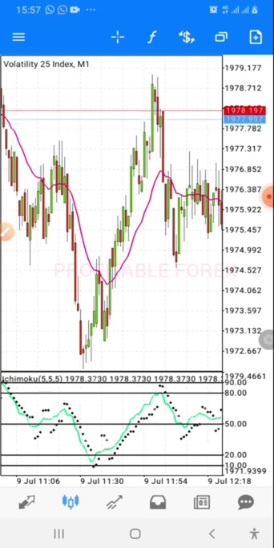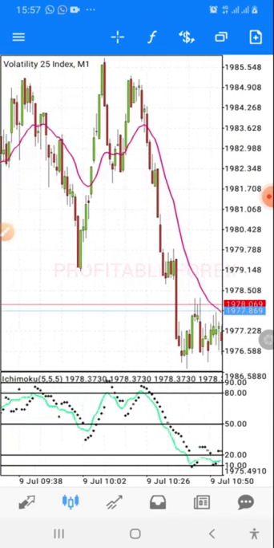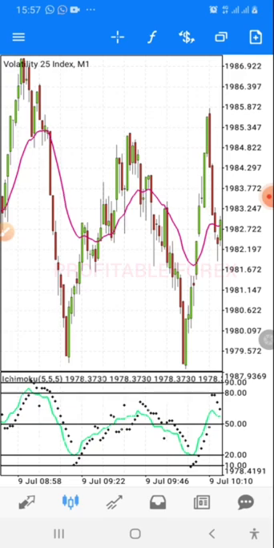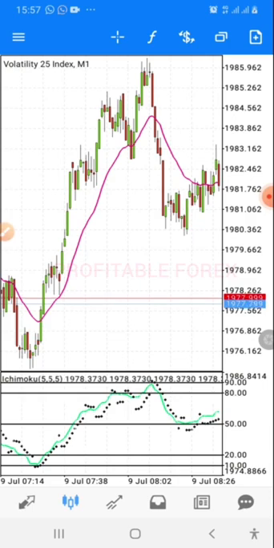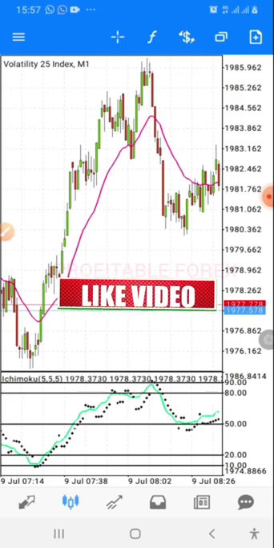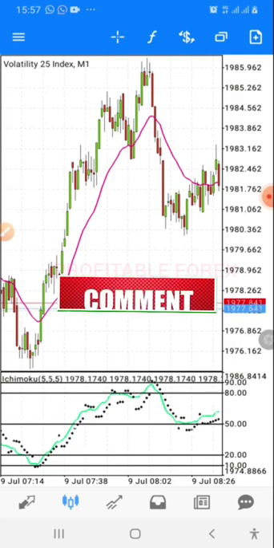Now imagine getting a good signal, volatility 10. Imagine getting good signals in volatility 25, volatility 50, 100, and 75 in a day. You can make $200 to $500 in a day if you are consistent in your trading. So guys, I want you to go ahead and use the strategy to grow your small account from $3 to $1,000 within a few days.